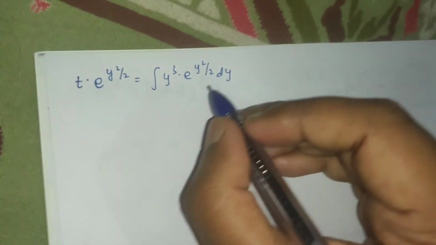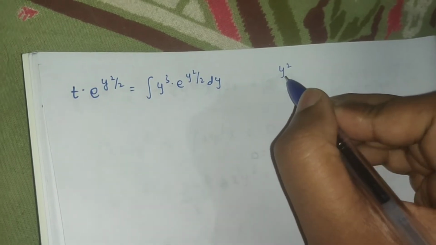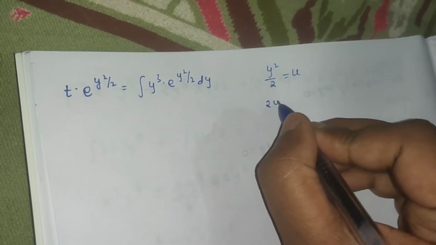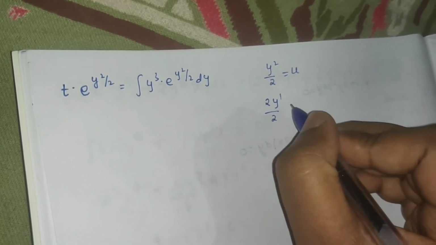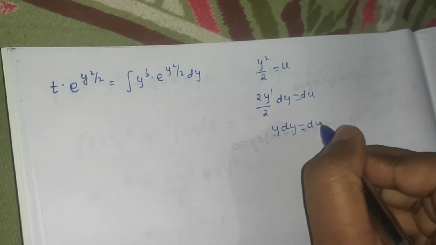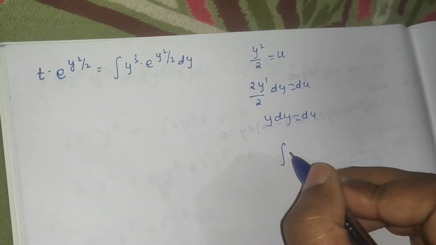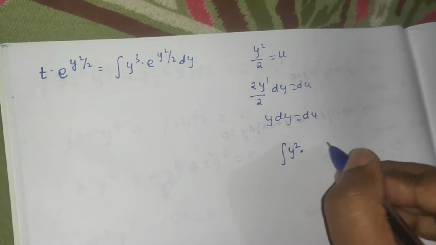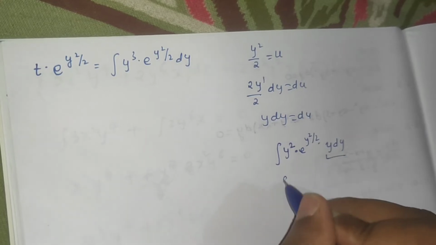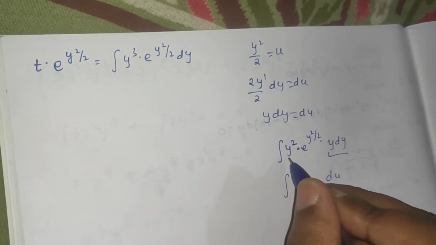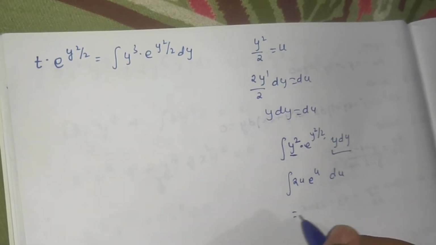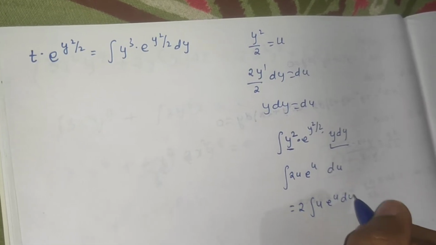Now we can take y square by 2 as u, differentiating both sides. So 2y power 1 divided by 2 dy equals du, y dy equals du. So our integral now becomes, you can write this as y square into y dy, separate e power y square by 2. Now y dy becomes our du, y square will be 2u, and this becomes e power u. 2 can be taken out, u into e power u du.